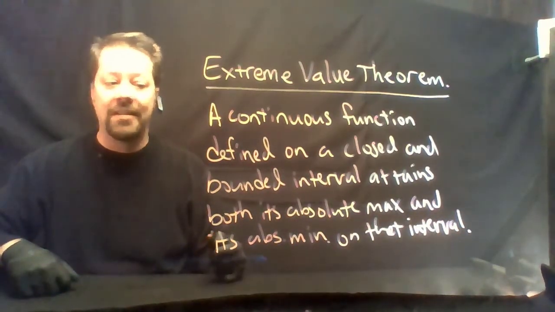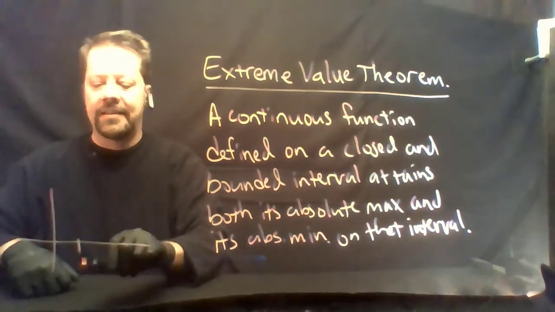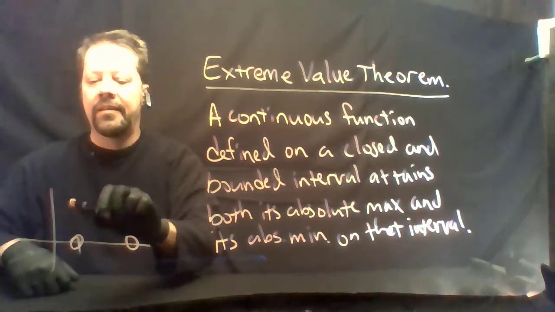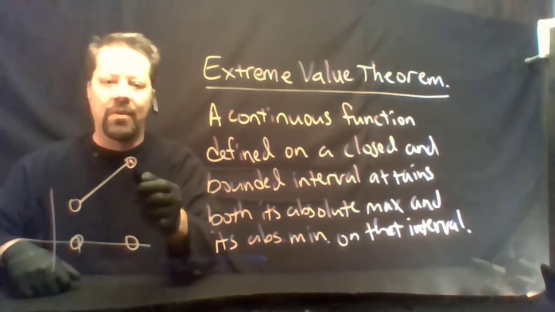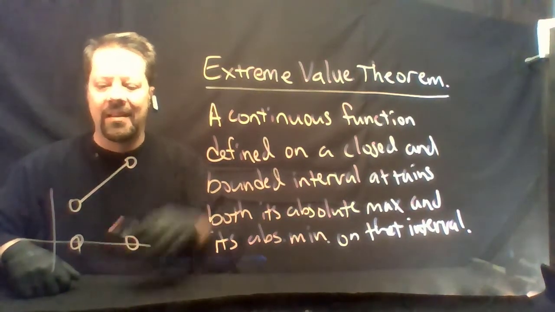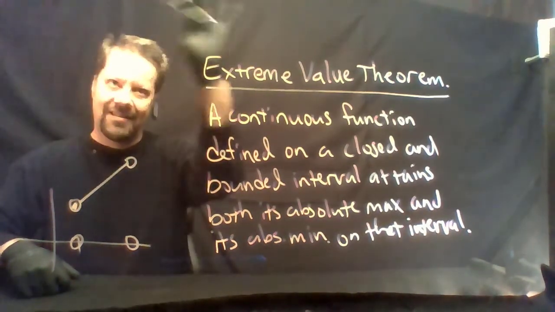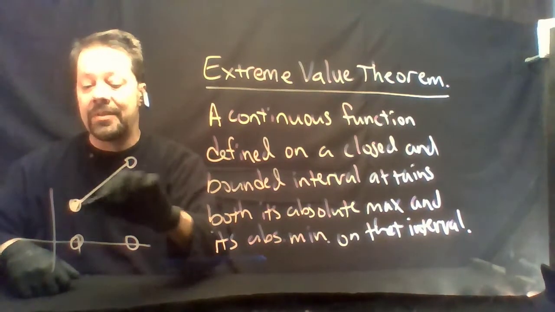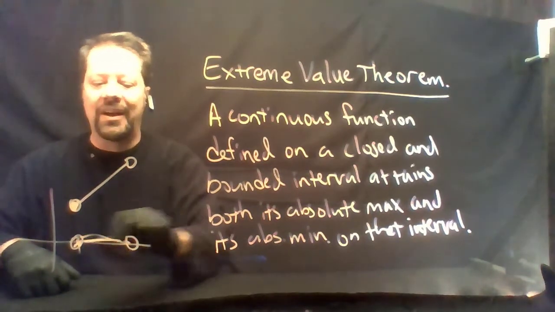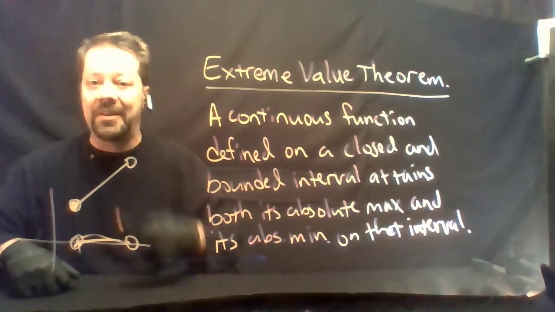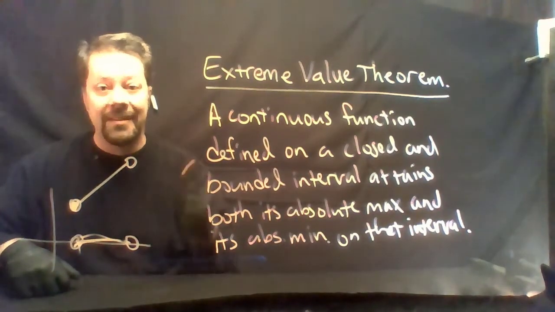It is necessary that the interval be closed. If you're dealing with an open interval, let's say from here to here, the function may attain neither the minimum or maximum on that interval, because the absolute minimum occurs outside of the interval. Here, that's not in the interval that we're working on. The absolute maximum may occur outside of the interval. So the closedness of the interval is necessary.